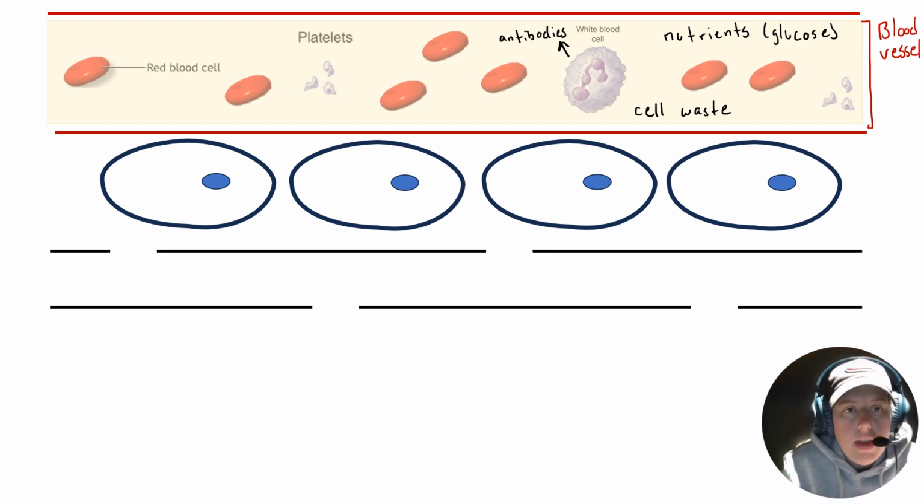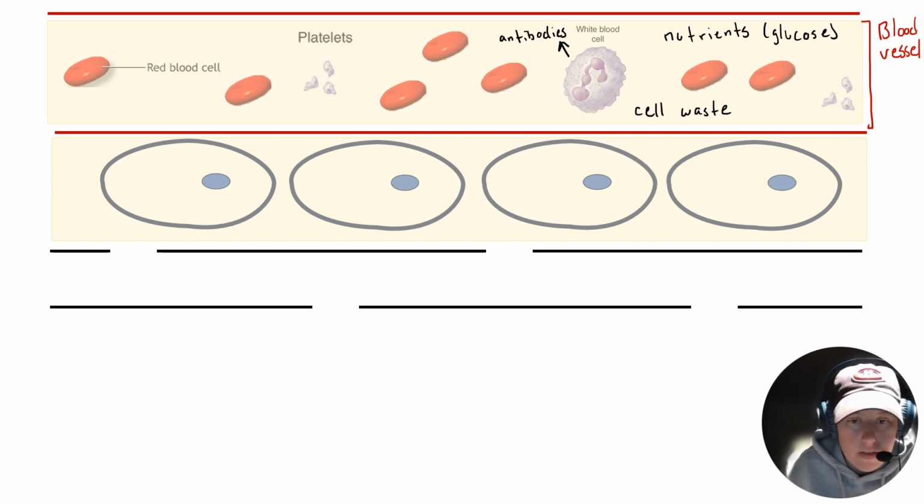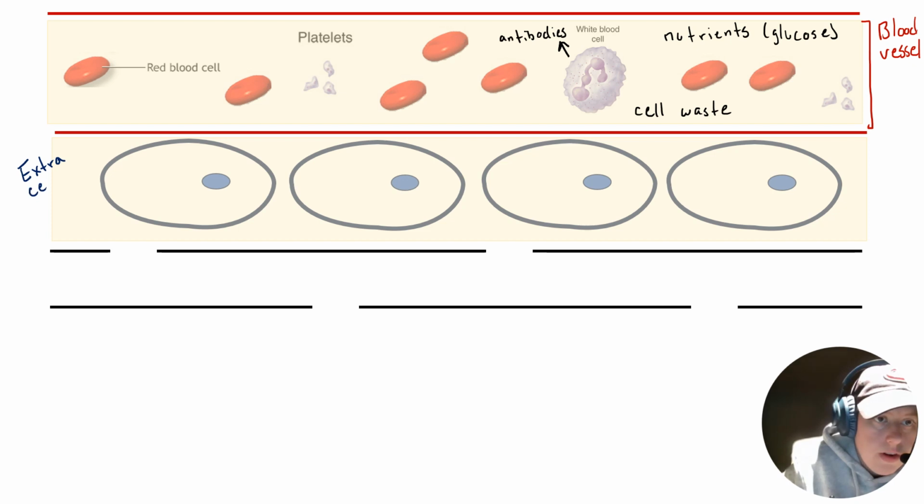Now, outside of our blood vessel, we have the cells of the body. The cells of the body are not just there. There are going to be small spaces in between the cells of the body, and these small spaces are going to be filled with, you guessed it, liquid. We call this liquid in the small spaces in between our cells of the body extracellular fluid.